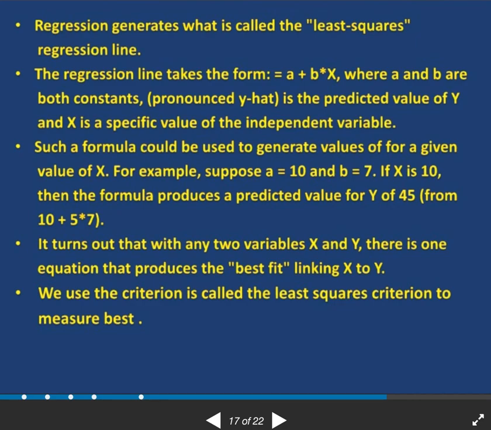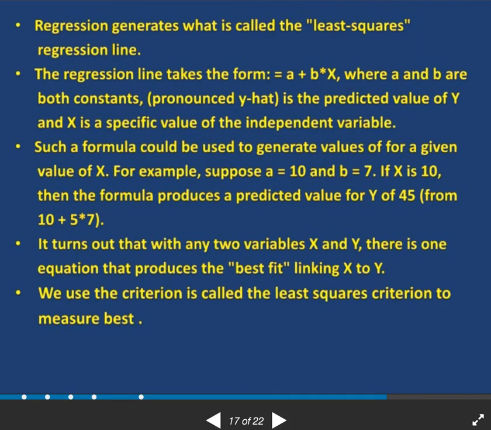Alright, so the regression line generates what is called the least squares regression line. This line takes the form of a plus bx, so you can also replace that with y equals mx plus b. Now, your y is y hat. This is a predicted value. So based on everything in our data set, what should our number equal? Based on our research, what is your income if you have 12 years of education?